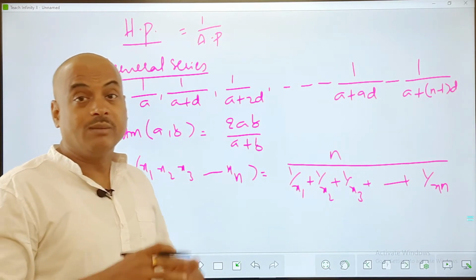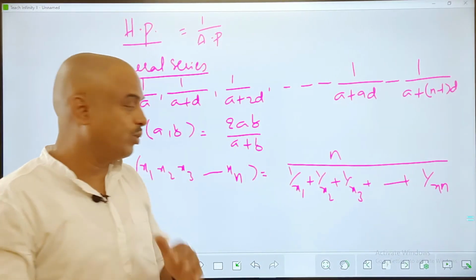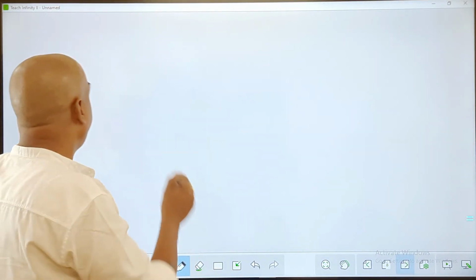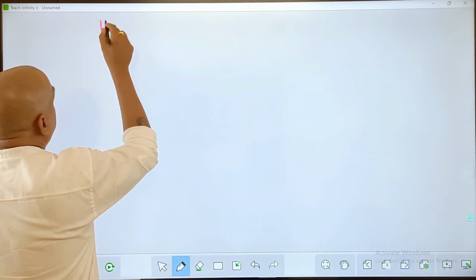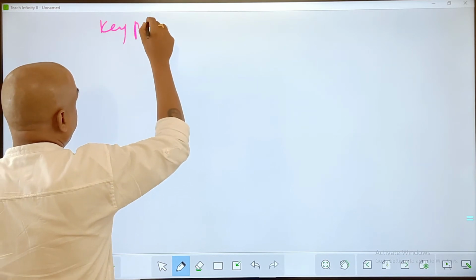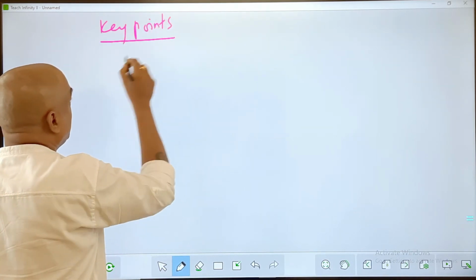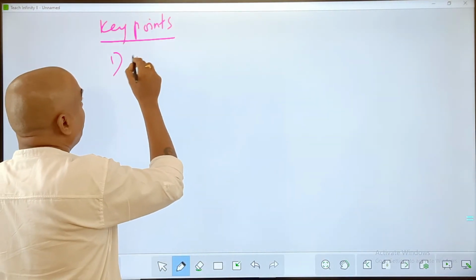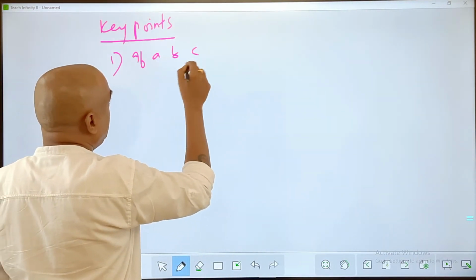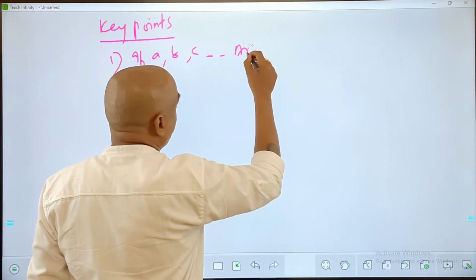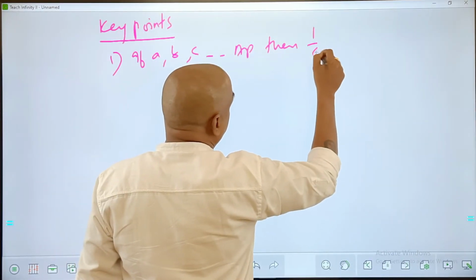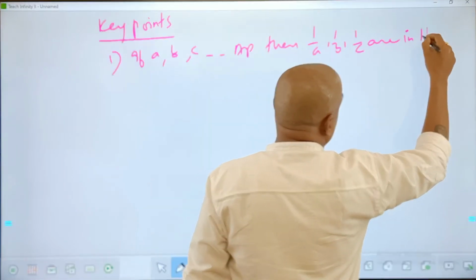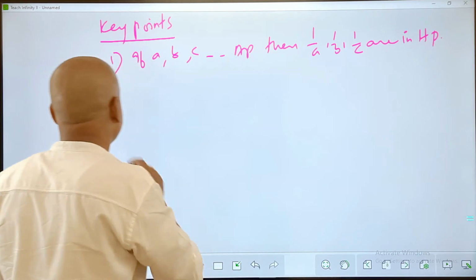Now let us see some important points about all these progressions. Some common properties, how they are related and all such. So I can call it as key points. If you remember, I will not write every point here which are different but related to these three. One, if you have A, B, C and so on in AP, then 1 by A, 1 by B, 1 by C are in HP is what you get here in this case.